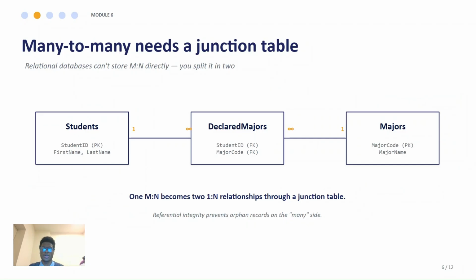Two more concepts close out the module. Referential integrity prevents orphan records on the many side. Cardinality describes how unique values are within a field. Primary keys have high cardinality. Foreign keys have low. Get these right and your database is durable, consistent, and ready for users.